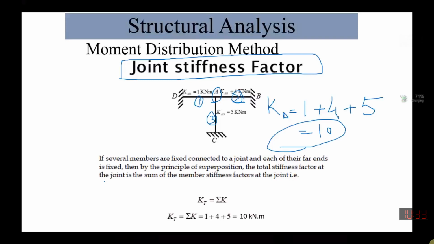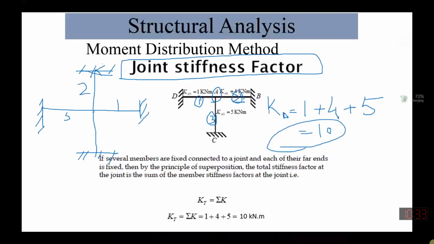If I ask you now with this example, let's say we have four members over here. Let's say the stiffness for this member is 1 kilonewton meter, this has a member stiffness of 2 kilonewton meter, this has 5 kilonewton meter, and this has 6 kilonewton meter. So what will be the joint stiffness of this interior joint? Can anybody tell me?